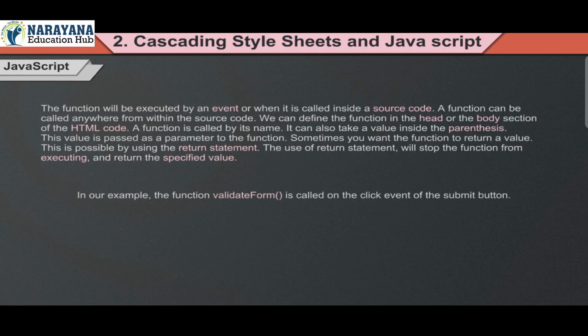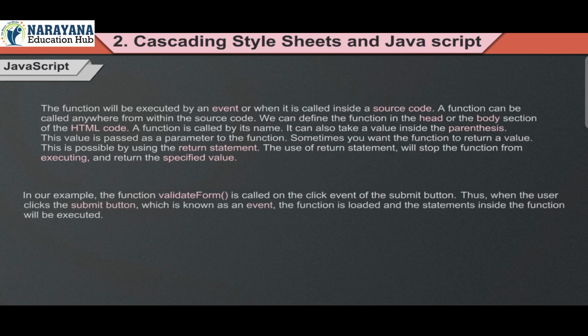In our example, the function validateForm is called on the click event of the submit button. Thus, when the user clicks the submit button, which is known as an event, the function is loaded and the statements inside the function will be executed. The function returns a false value.